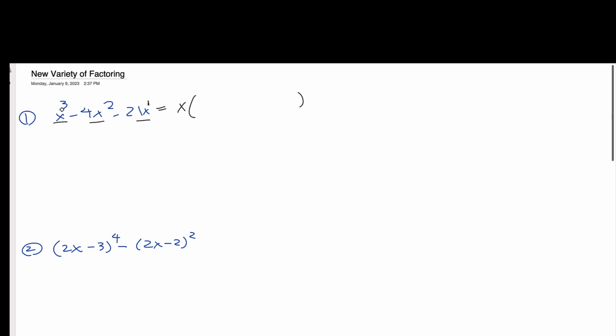And so what do you have? X cubed divided by x is just x squared. 4x squared divided by x is minus 4x. And the last one is just minus 21. Now I have a linear factor x and another factor that is quadratic.